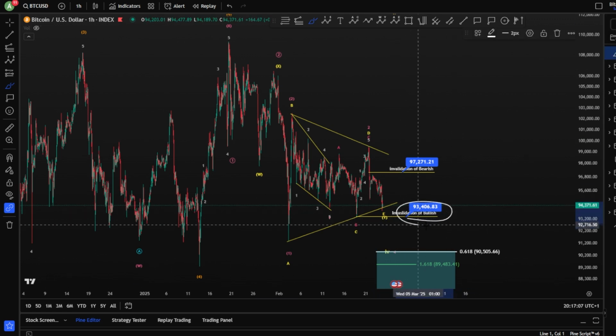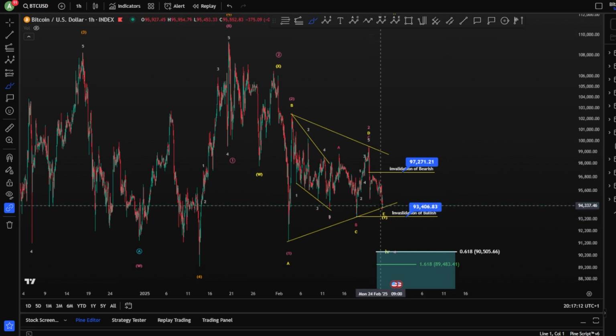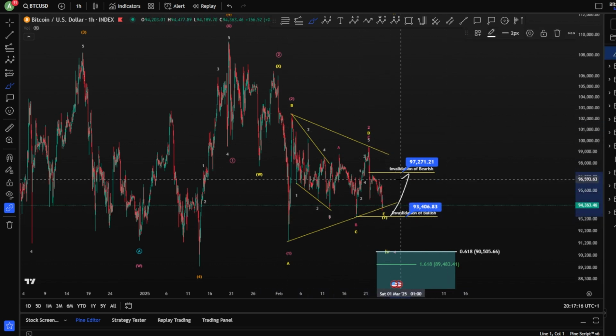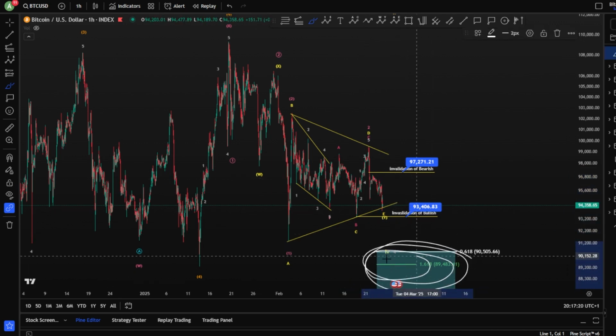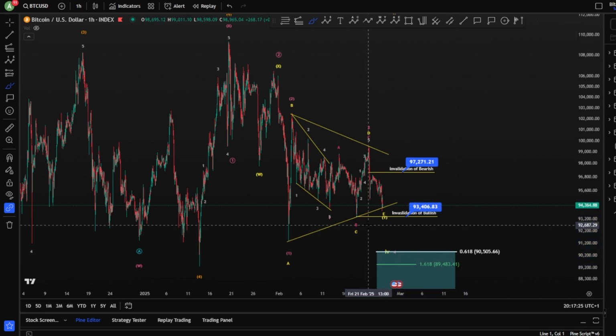Of course, now confirmation of this blue zone is the 93k 400, meaning a little bit lower. It is a total invalidation for any bullish scenario from here. And we're looking for the blue zone here, this area, to start to be bullish from it, in case we are bullish, of course, to be reanalyzed. That was it for Bitcoin.